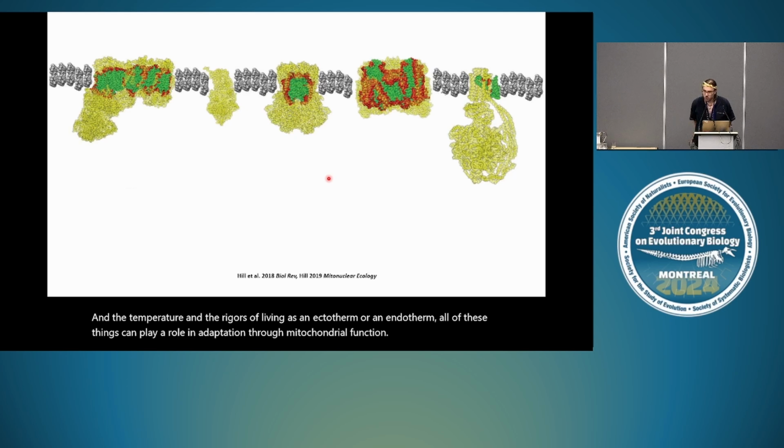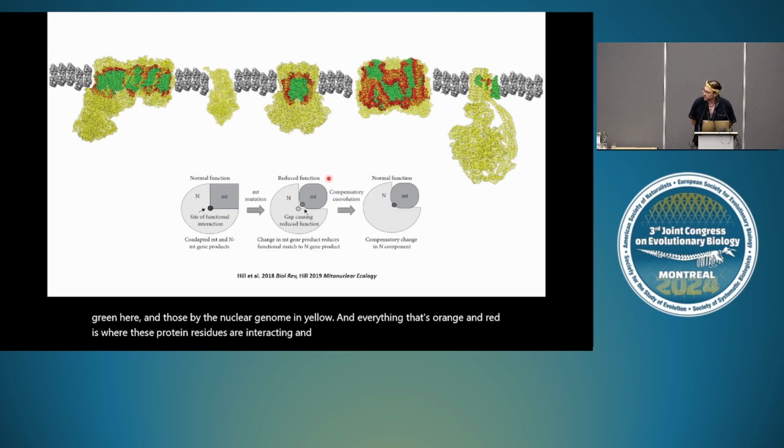What you also already know about mitochondria is that the main enzyme complexes they have are chimeric, so they contain parts that are encoded both by the mitochondrial genome and the nuclear genome. So those components encoded by the mitochondrial genome are in green here, and those by the nuclear genome in yellow, and everything that's orange and red is where these protein residues are interacting. And that is leading to tight coevolution between these genomes, where there may be compensation for the change in one genome by the other one to maintain a fit between these proteins.